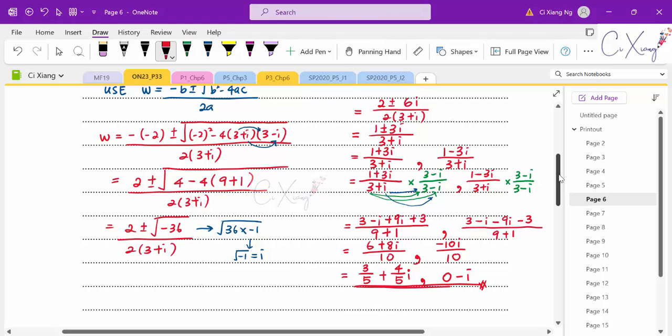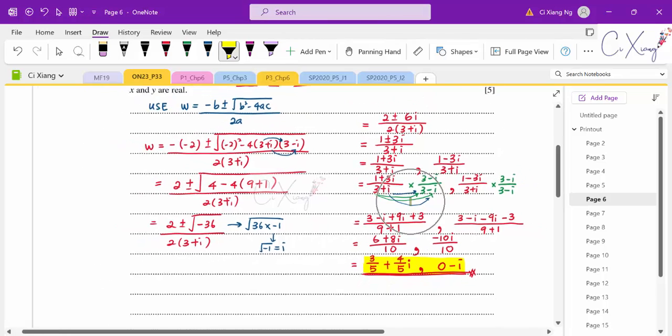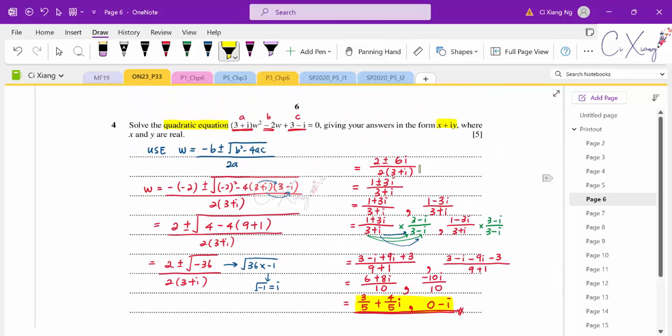So after simplifying, this should be the final answer in the form that they want, which is x plus yi form. You just need to take note that for this particular quadratic equation, when you want to solve it, you have to use the quadratic formula. That's the first thing. And after that, don't forget about the i squared. Recall, what do we have for i squared here? i squared equals negative 1. And also, if you're having the square root of negative 1, you know that you can rephrase it as i.